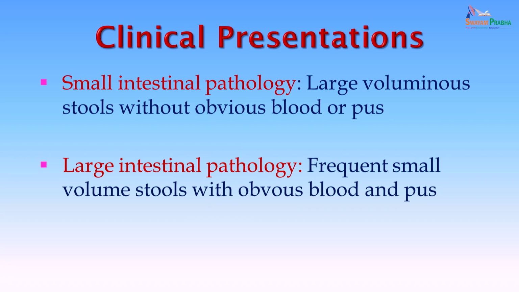The clinical presentation will vary depending on the site of pathology. In a small intestinal pathology, large voluminous stools without obvious blood or pus are present. In large intestinal pathology, frequent small volume stools with obvious blood and pus are present.